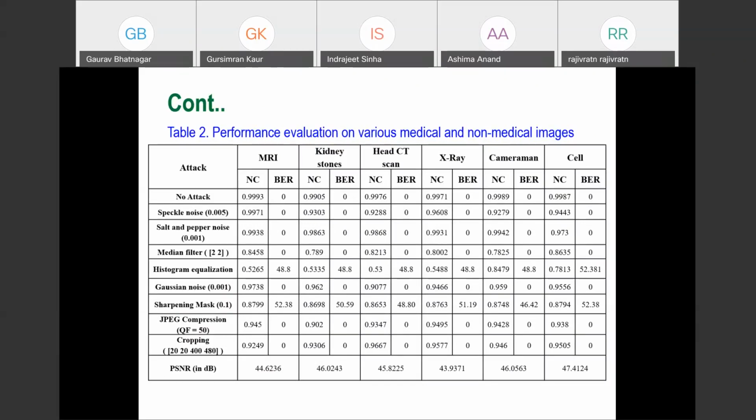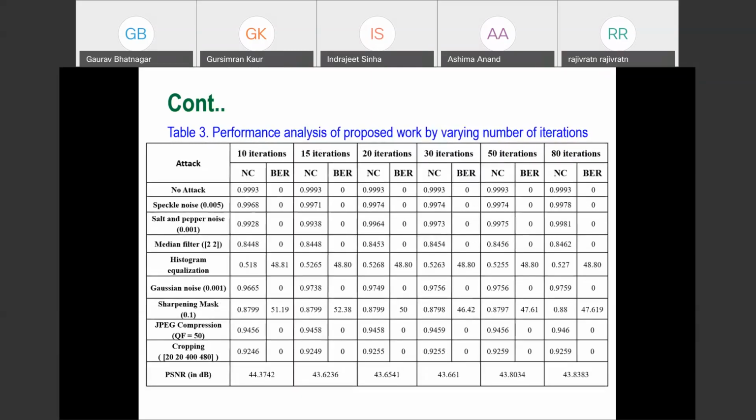Hello. I believe they all will be grayscale images. Yes, ma'am, they are all grayscale images. All right. Thank you, Ashima. Thank you, ma'am. Okay, thank you, Ashima, for the nice presentation. Thanks a lot.